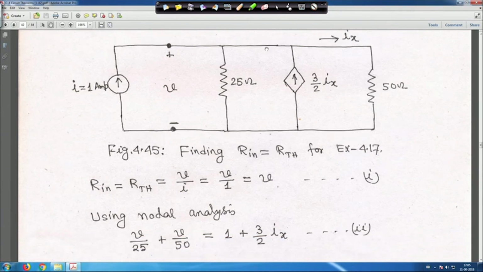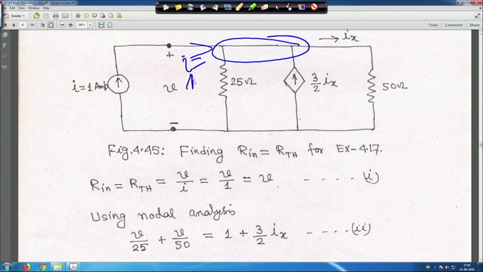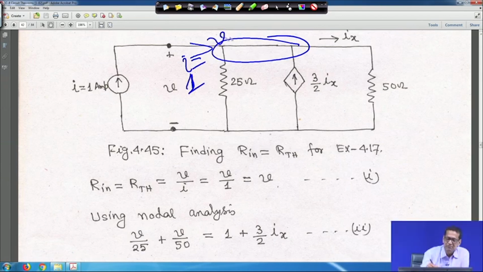So, in this case, for this circuit, this is anyway a common node. Here I is equal to 1 ampere current is entering, and this voltage V, from nodal analysis, this is a common node. So, V and V, because nothing is there, this is a common node, so V and V mean the same here, right.